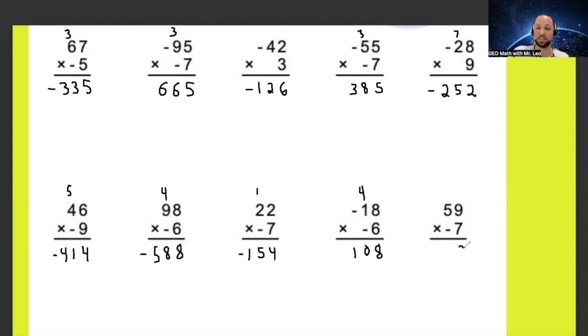7 times 9 is 63. Carry the 6. 7 times 5 is 35. Add the 6. That's 41. Bring down the negative sign. Final answer, negative 413. Those were a little bit tricky.